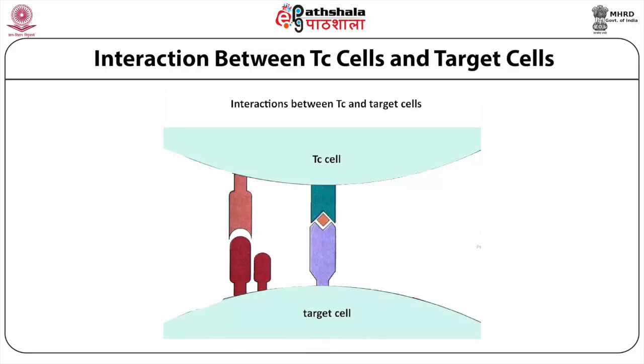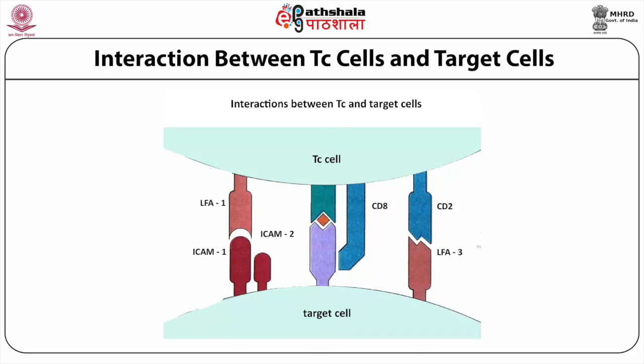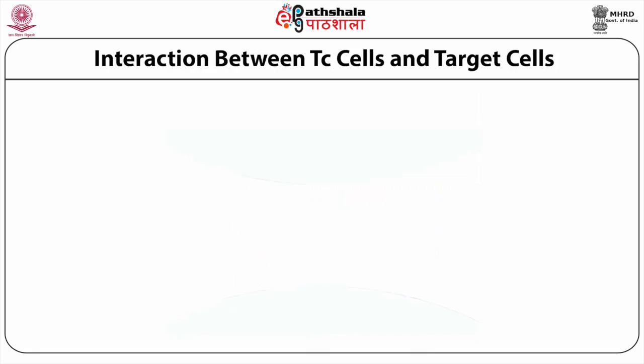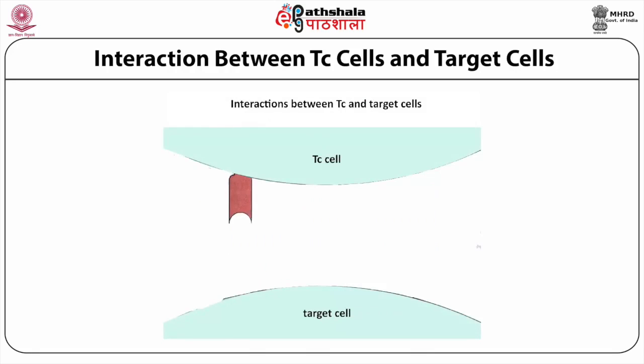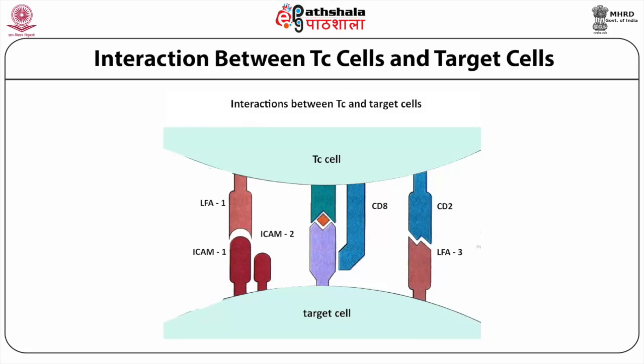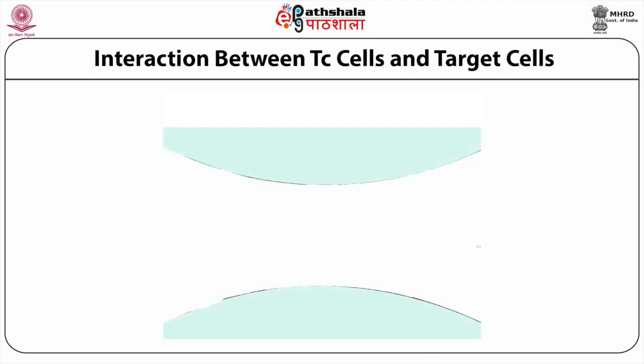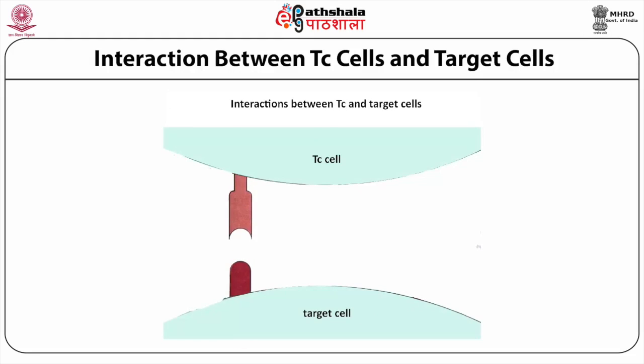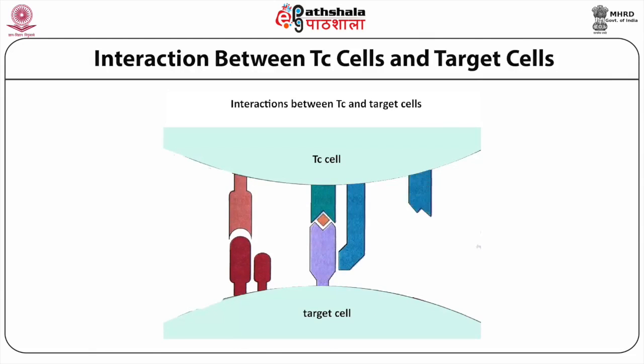Tc cell action is also different from Th cells, which cooperate with the humoral response of B cells. That is another reason why the Tc cell mechanism is called antibody independent cell mediated cytotoxicity.